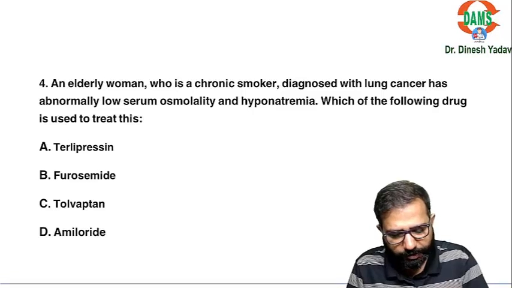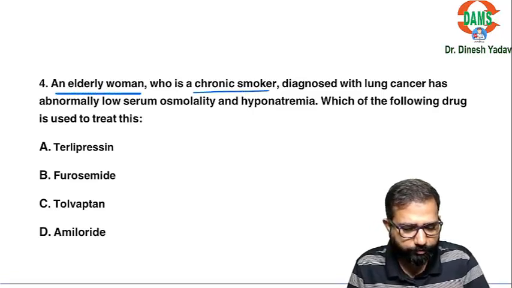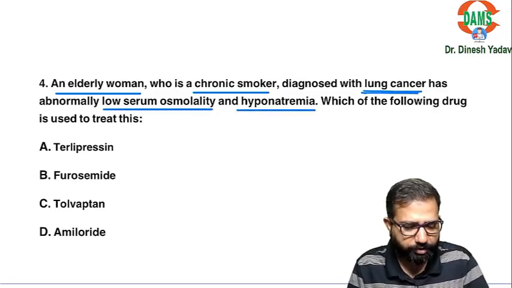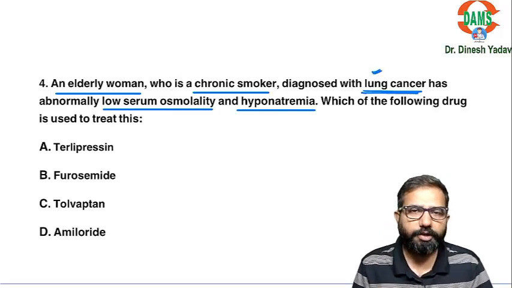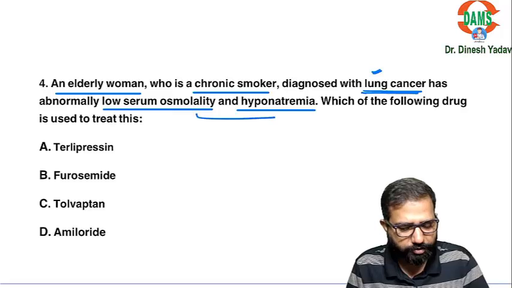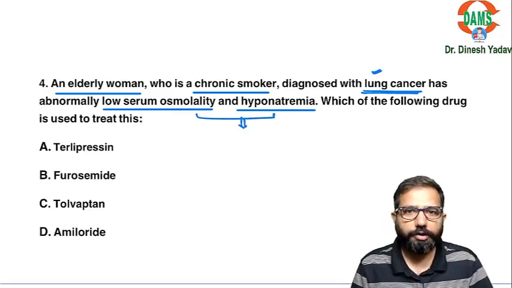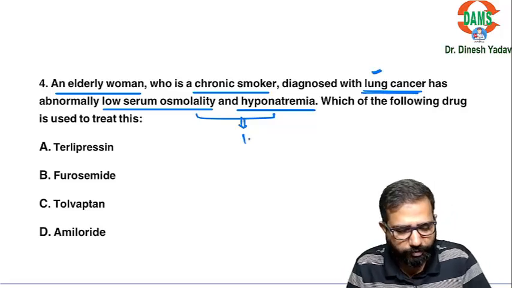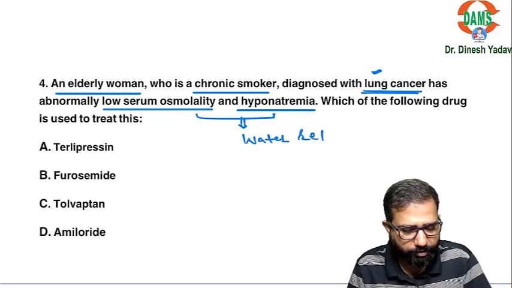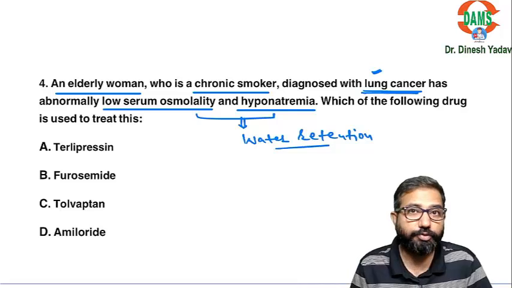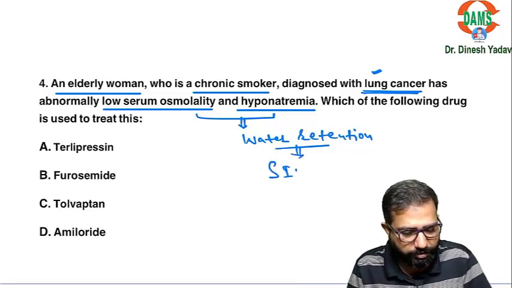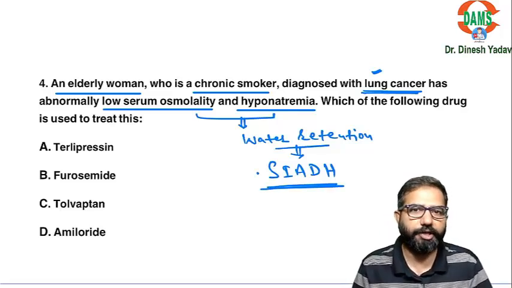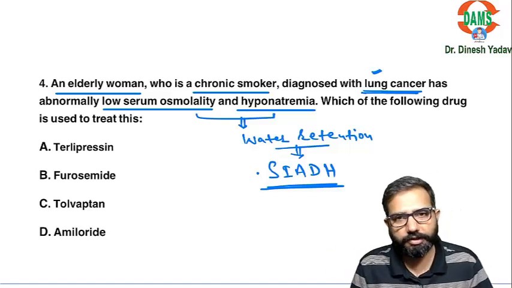And next question. An elderly woman who is a chronic smoker diagnosed with lung cancer has abnormally low serum osmolality and hyponatremia. This is due to lung cancer. Serum osmolality is low and there is hyponatremia, which means water retention is there, so there is dilutional hyponatremia. This is called SIADH, inappropriate secretion of antidiuretic hormone. If ADH excess is there, that is called SIADH.